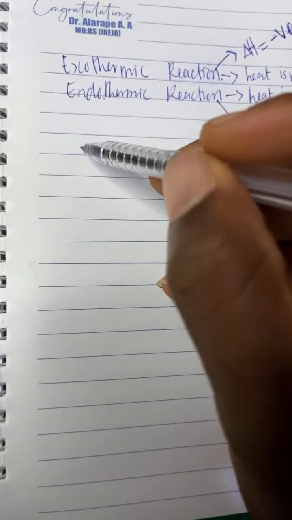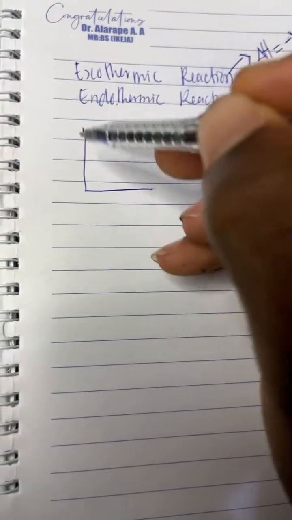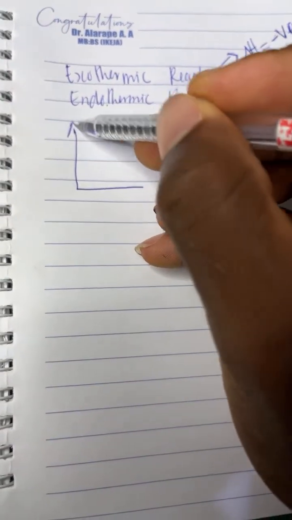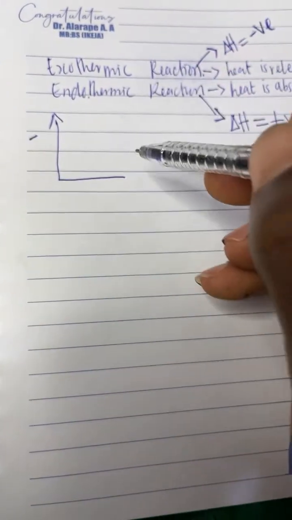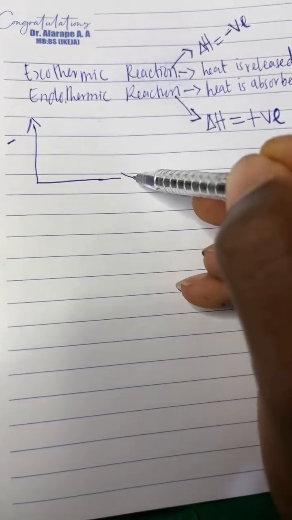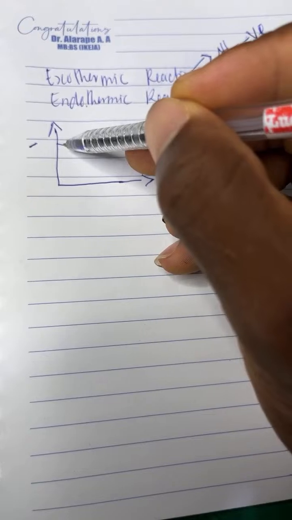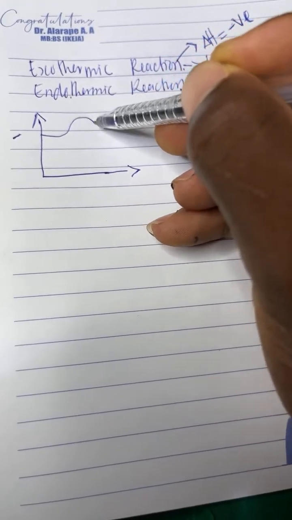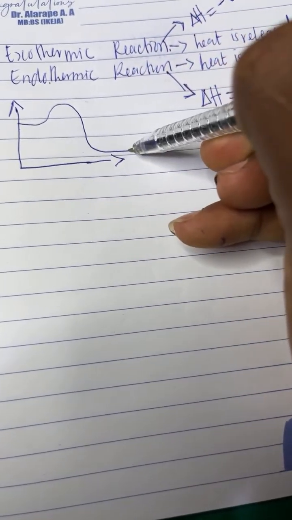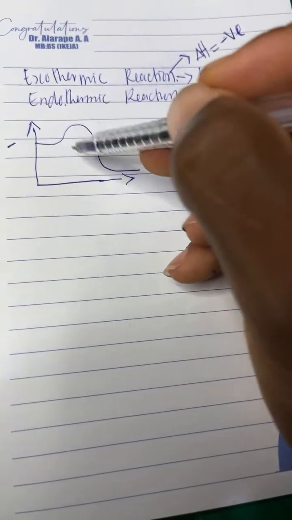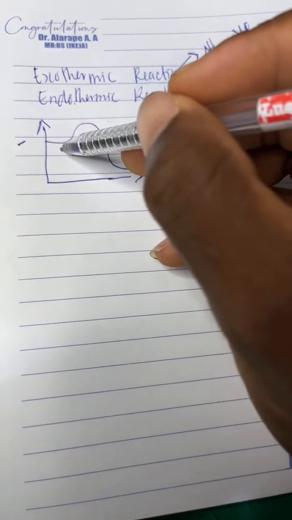Okay, let me just show you the graph. Let's say this vertical side is the energy, and the horizontal side is the time or so. For an exothermic reaction, you have the energy coming from the upper part, then it goes down. This is for an exothermic reaction.